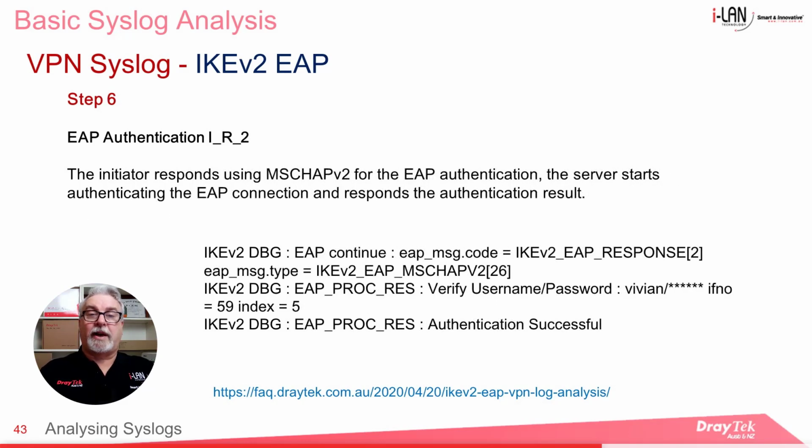Now you should see EAP authentication from the initiator. Here the initiator responds using MS-CHAP version 2 for the EAP authentication. The server starts authenticating the EAP connection and responds with the authentication result.